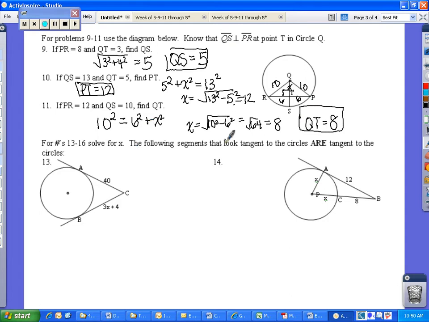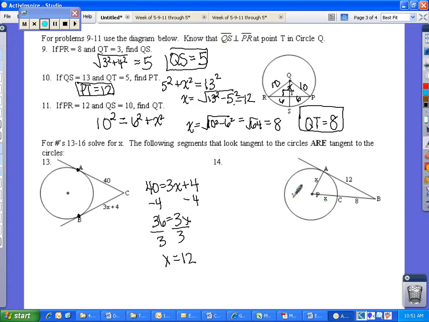Moving on, looking at these, the following segments that look tangent to the circles are tangent. So therefore, this looks tangent and this looks tangent, which means they are tangent. So if I want to look at this segment, I know from that tangent segment theorem that this segment equals this segment. So I'm just going to set up my equation. 40 equals 3x plus 4, and solve this equation. So minus 4, 36 equals 3x, divide by 3, and x equals 12.